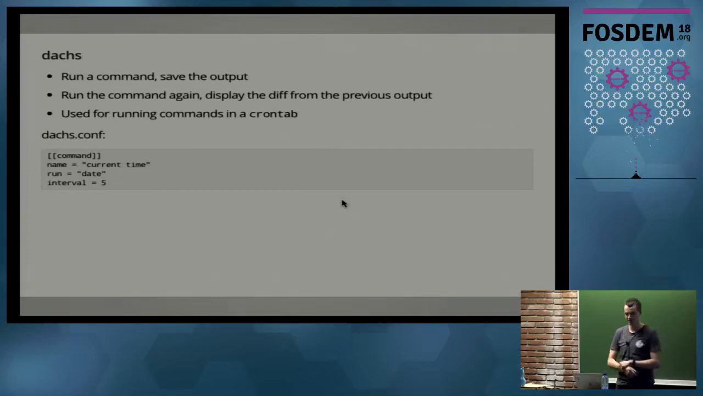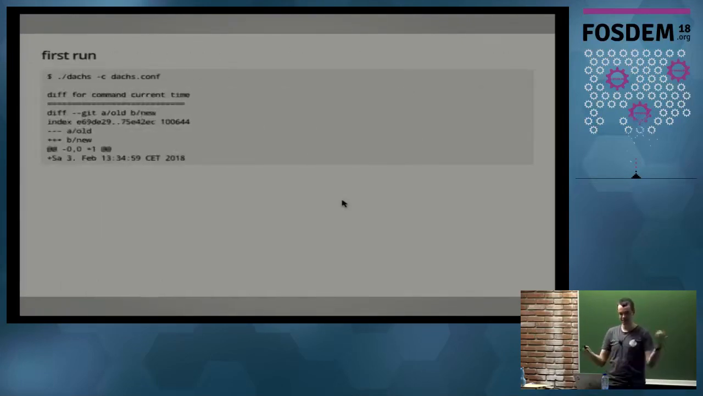For example, here in the configuration, I have configured a command which just runs the date command on Unix, and I've configured that it shouldn't run faster than every 5 seconds. What the dux command does is, on the first run of the output, it will just save the output, in this case the date, to a state file. It makes a note of when the command was last run.